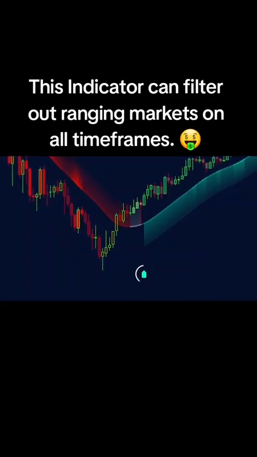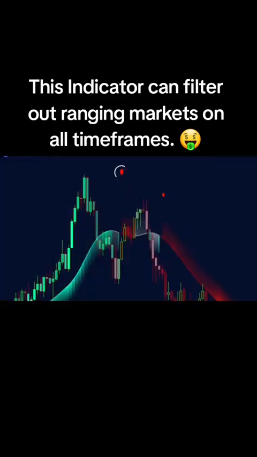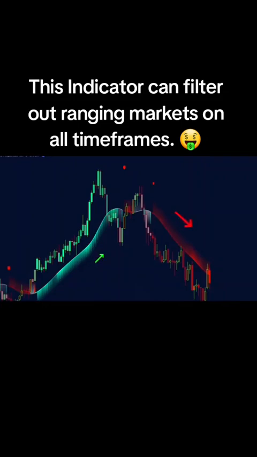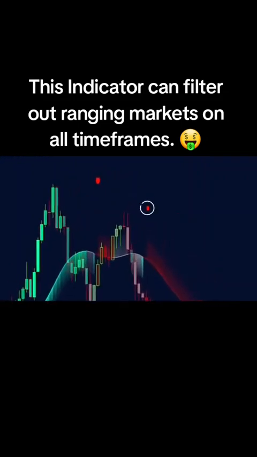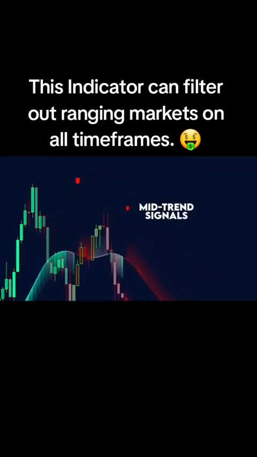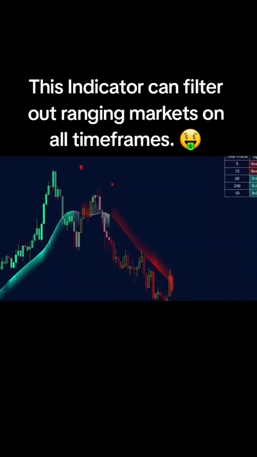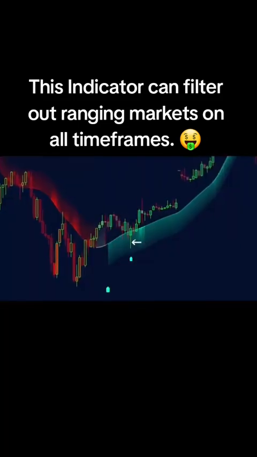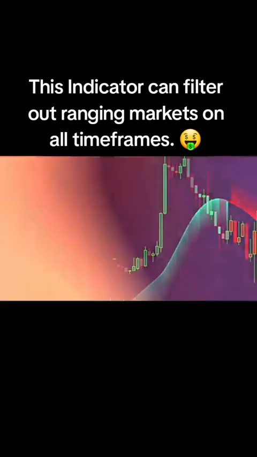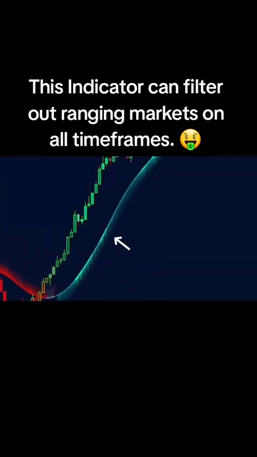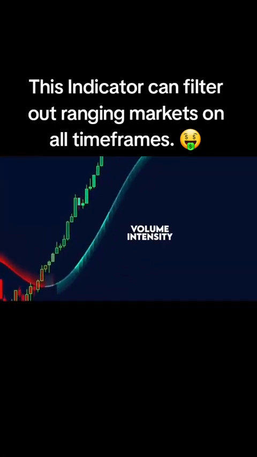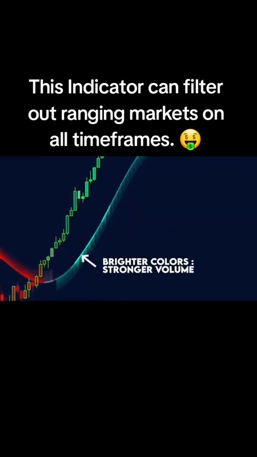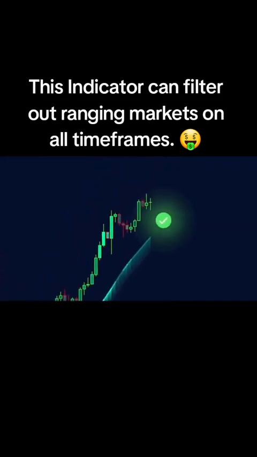A green arrow shows the shift from bearish to bullish, while a red arrow shows the shift from bullish to bearish. See these smaller arrows appearing within trends? They're called the mid-trend signals. They show potential entry points during pullbacks when price touches the Gaussian band and then continues in the trend direction. Now see the brightness of the trend ribbon. The brightness isn't random. It's based on volume intensity. Brighter colors mean stronger volume, making these areas high probability trade zones.